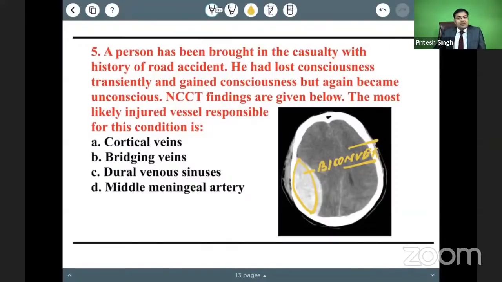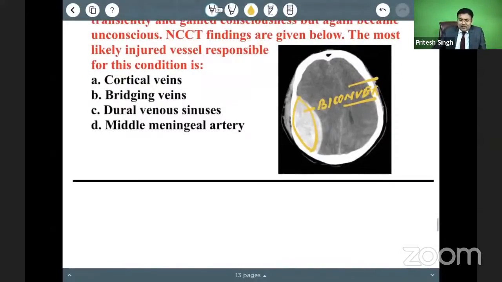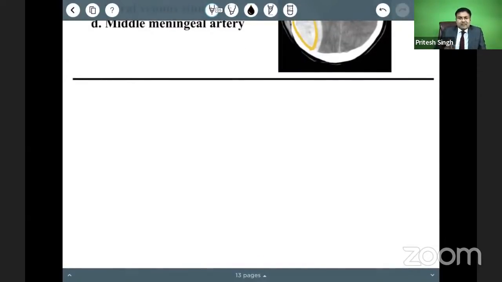So it is extradural hematoma, right? So obviously, what is the correct answer? Middle meningeal artery. It is a frequently asked topic, EDH, SDH. So let me tell you important points quickly. It's very easy to remember. Sir has explained everything. I'm just going to add only 2 to 3 things.